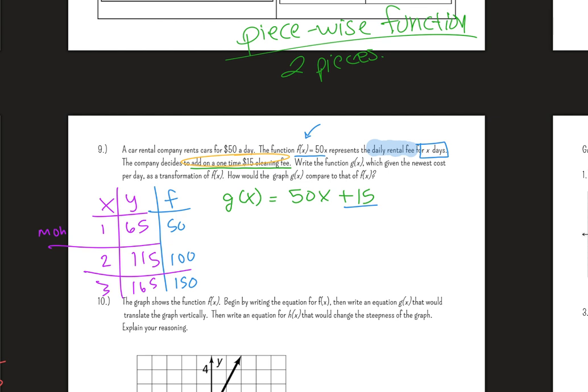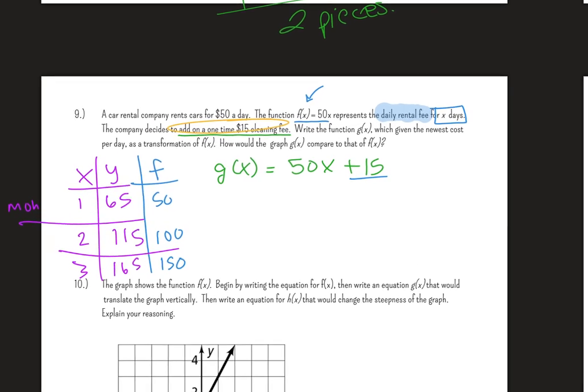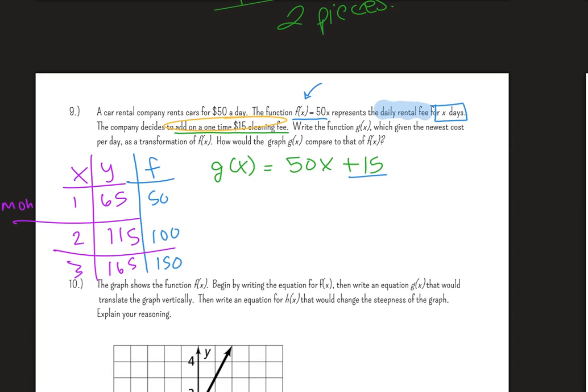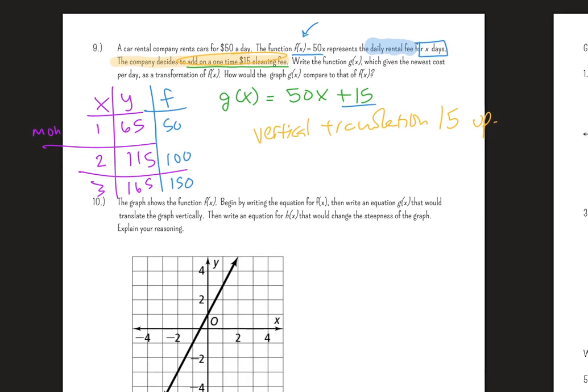You don't have to pay it every day. So how would that change the graph compared to that of f of x? It is a vertical translation 15 up. If you want to be kind of specific with it, you could also say, hey, listen, you told me what it was. It was adding $15 for one time. So anyway, there we go.